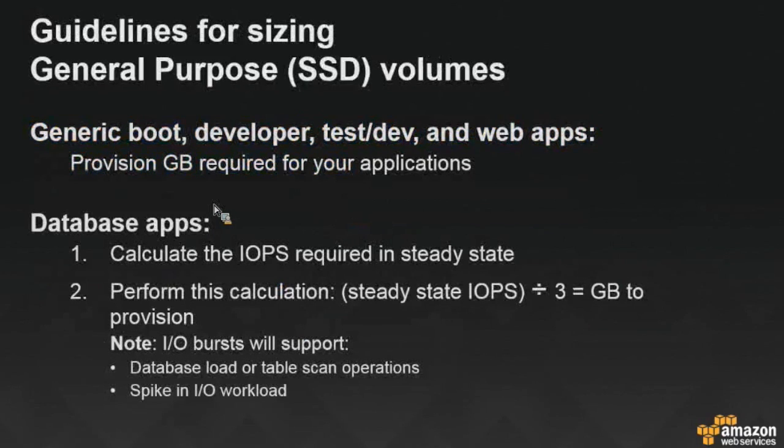Some general guidelines for sizing GP2 volumes, how you should approach that. In general, just provision the size of volume you need for most applications. So if you need 500 gigabytes of storage for an application, provision 500. For database applications, you want to calculate the number of IOPS you think you'll need in steady state. And then you would take the steady state IOPS divided by 3, and that will give you the number of gigabytes you should provision. You should note, though, that for I/O bursts, things like loading the database or scanning the tables, they're going to be handled by the burst buckets. So those are not going to be included in your steady state. So you should be able to use significantly smaller volumes when you remove those.